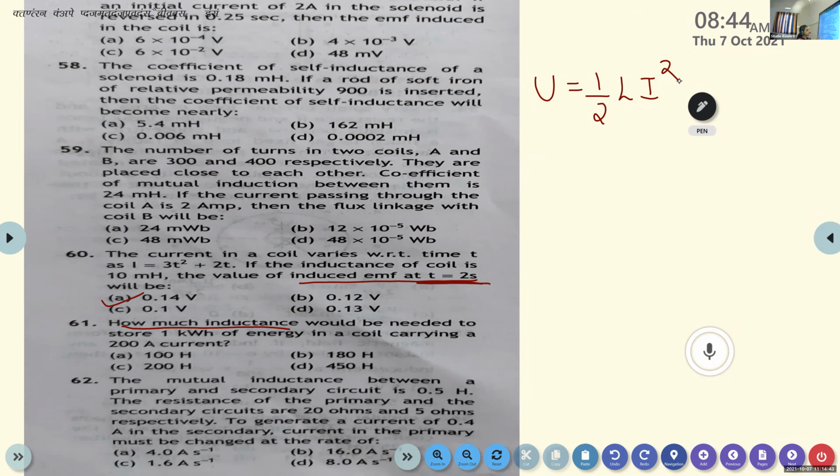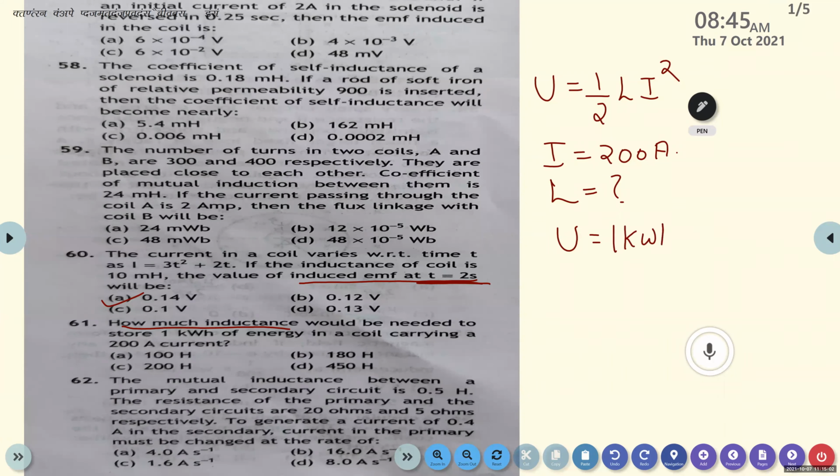And here we have the value of current, I is equal to 200 ampere. What about the value of inductance? Inductance we need to find out. What about the value of energy stored in this inductor? U is equal to 1 kilowatt hour.